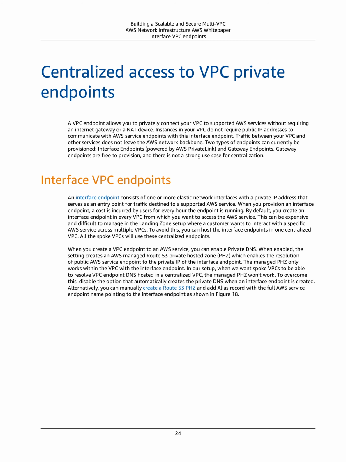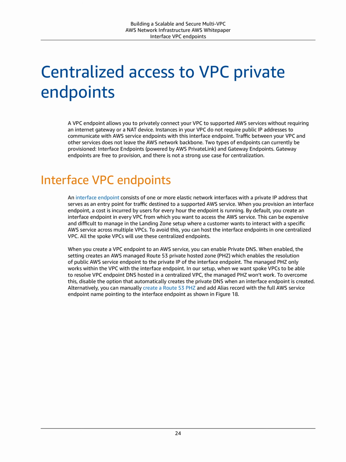To avoid this, you can host the interface endpoints in one centralized VPC. All the spoke VPCs will use these centralized endpoints. When you create a VPC endpoint to an AWS service, you can enable private DNS. When enabled, the setting creates an AWS managed Route 53 Private Hosted Zone, PHZ, which enables the resolution of public AWS service endpoint to the private IP of the interface endpoint. The managed PHZ only works within the VPC with the interface endpoint.